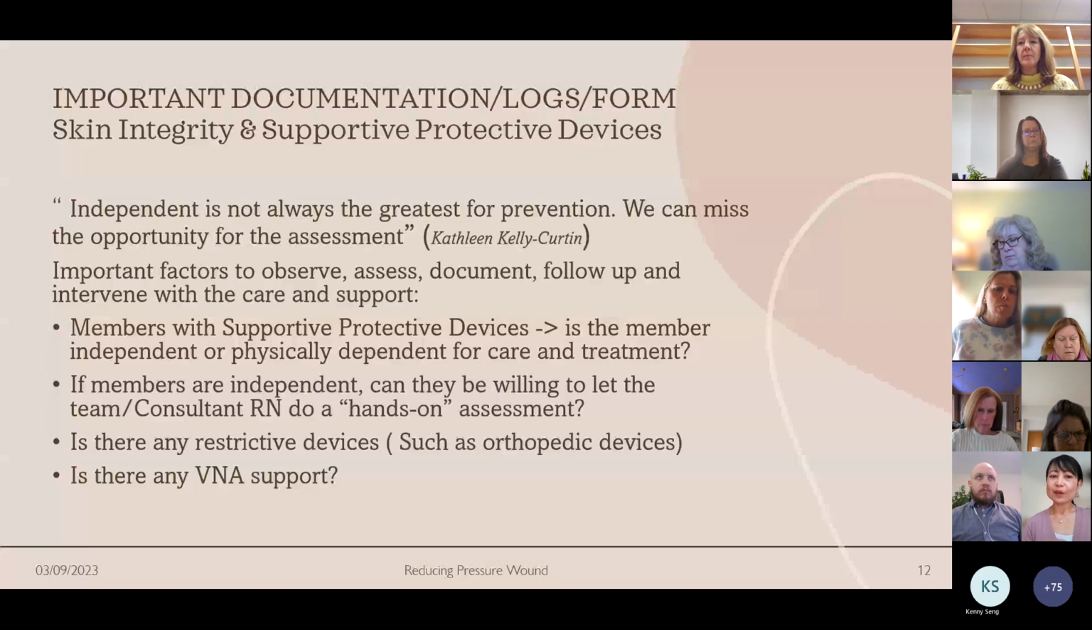I put "hands-on assessment" in quotes, because we nurses do not do this hands-on. However, please use our common sense, right? I will elaborate more on this. Are there any restrictive devices, such as orthopedic devices and everything else that I have mentioned on the other slides? Is there any VNA support? This is what we need to think through, put in our documentation, and follow up on.